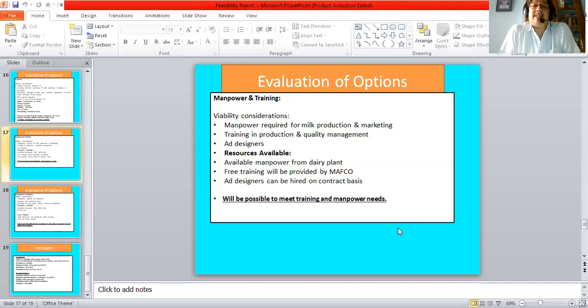But of course, the designers can be hired on a contract basis. Okay, so that takes care of some of the problems. Now, therefore, we can say that from this part it is possible to conclude that the training and manpower needs of the new project will be satisfactorily met.